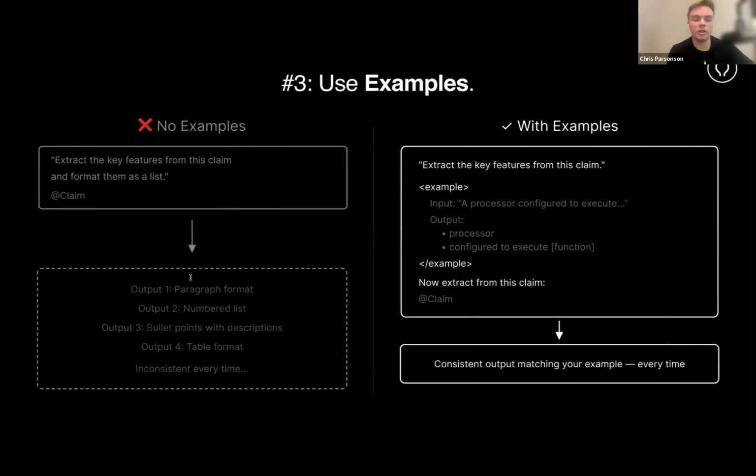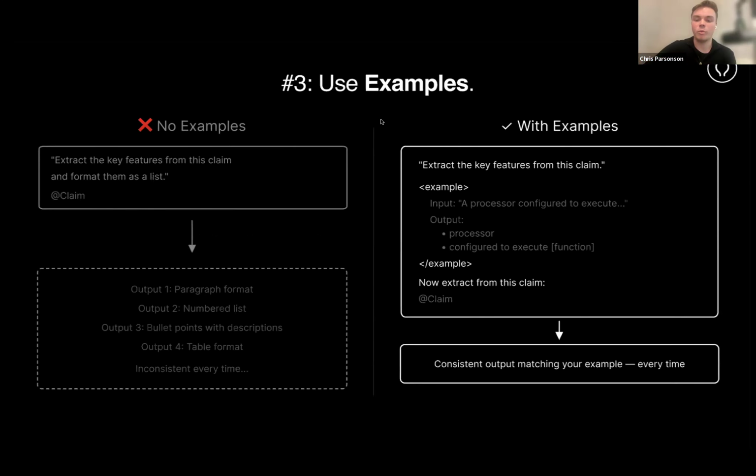So again, giving some of our examples, on the left-hand side, you can see that we're not using any examples. We're telling the AI to extract the key features from this claim and to format them into a list, and then we're inserting the claim. And the problem is that we're now going to get inconsistent output. Sometimes we're going to get the output as a paragraph, we're going to get a numbered list and so on. So it's going to be inconsistent.